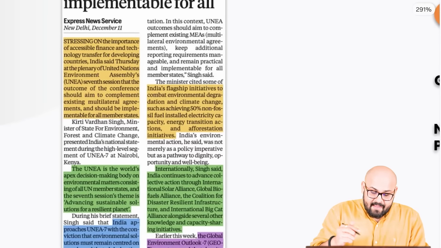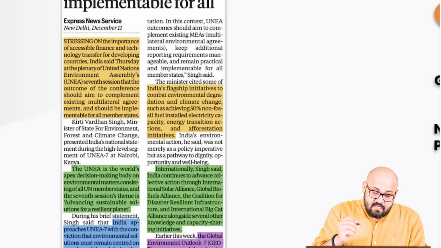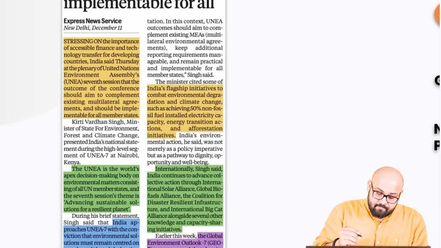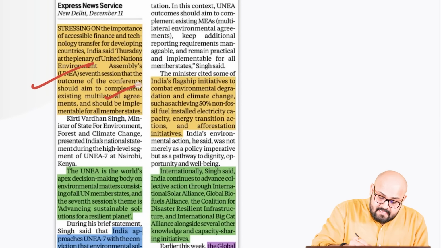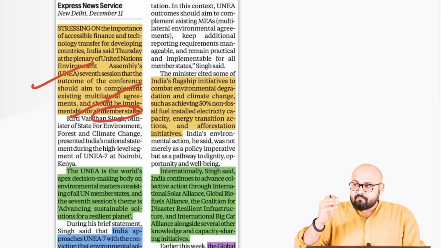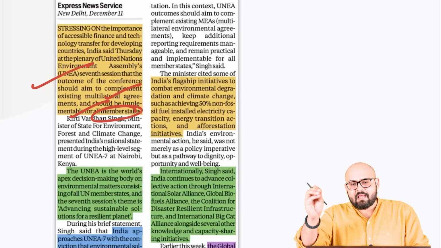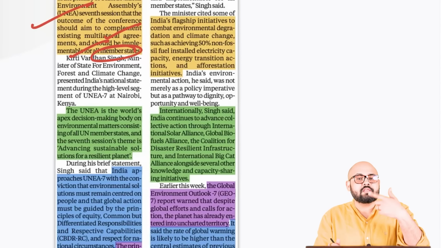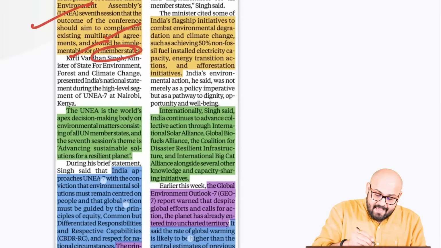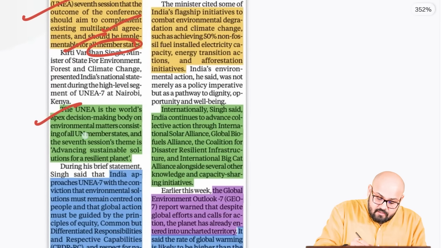Stressing the importance of accessible finance and technology transfer, India said on Thursday at the plenary of the United Nations Environment Assembly's 7th session that the outcome of the conference should aim to complement the existing multilateral agreements and should be implementable for all the member states. And if it has to be implementable for all the member states, adequate provision for technology and finances must be there. The UNEA, and that is how you use the information, tells you what UNEA is all about. The UNEA is the world's apex, the top decision-making body on environmental matters, consisting of all the UN member states.